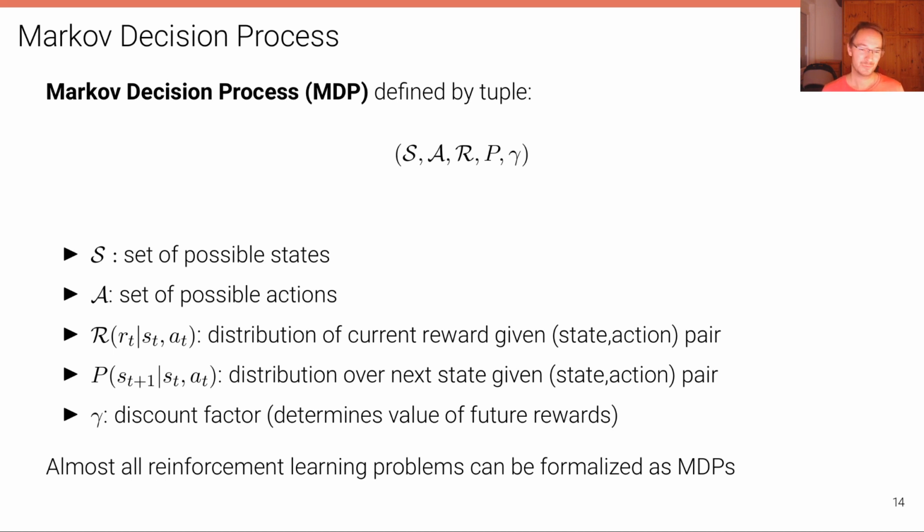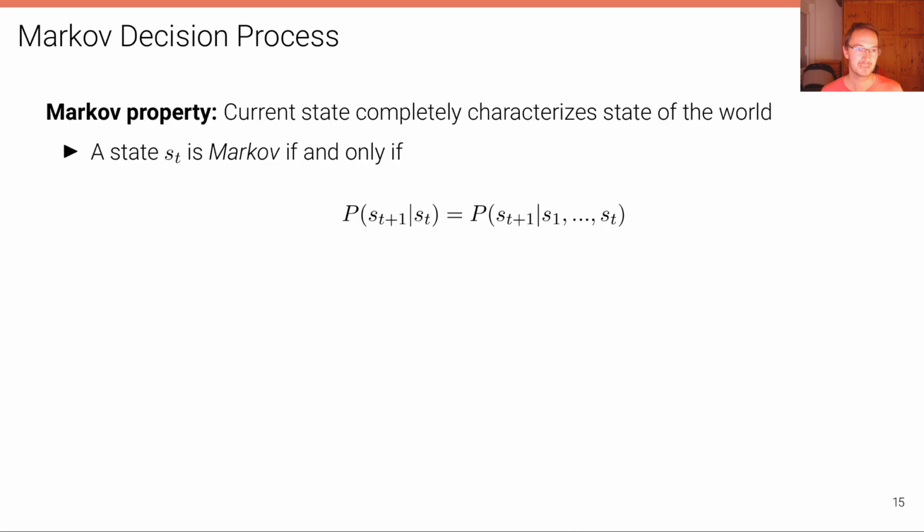Almost all reinforcement learning problems can be formalized as Markov decision processes. That's why they provide this powerful mathematical framework in which we are going to operate. They are called Markov decision processes because they obey the Markov property. The Markov property says that the current state completely characterizes the state of the world.